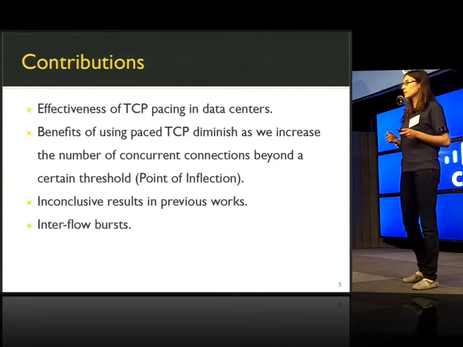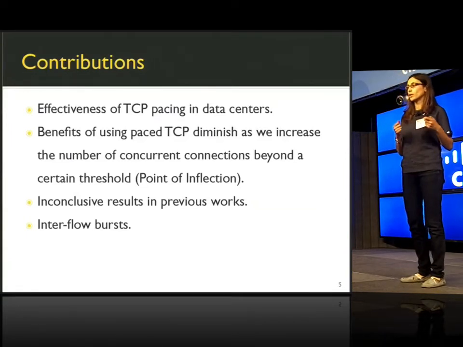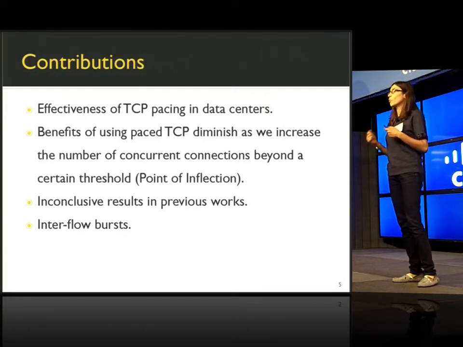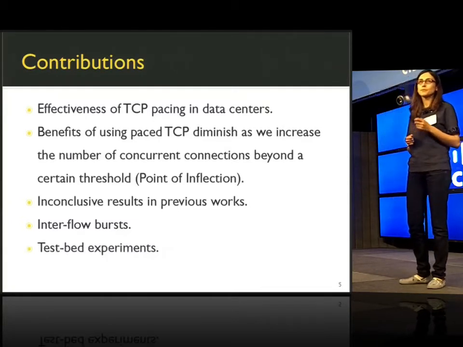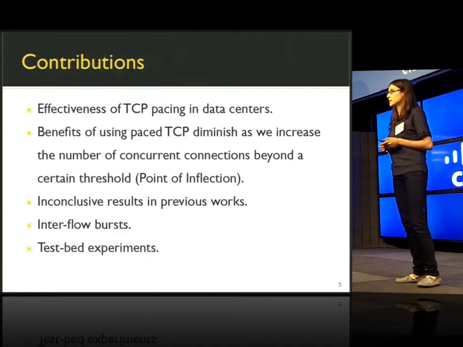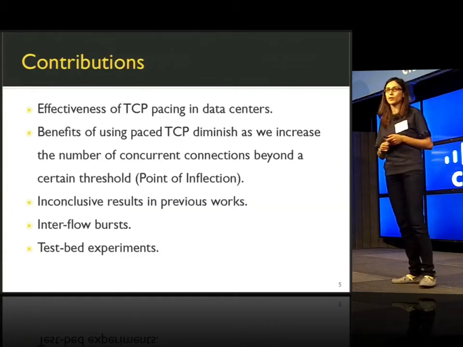Second, we introduce a new term, inner flow burstiness, and we argue that by increasing the number of concurrent flows in the system, there is another phenomenon called inner flow burstiness that is causing paced TCP to perform worse than non-paced. We verify our model using testbed experiments, and we verify the correctness of our lower bound on the inflection point.